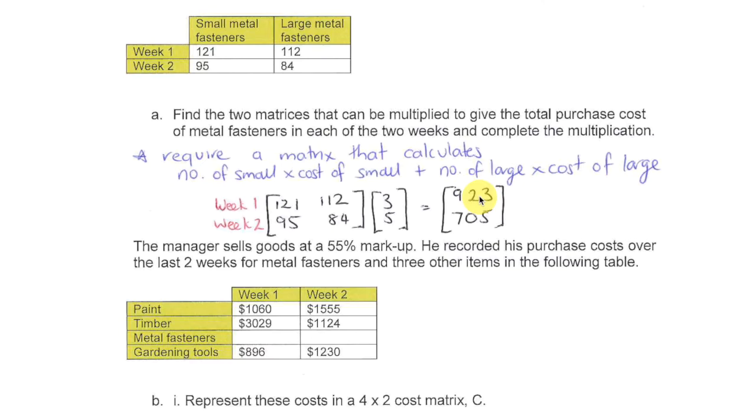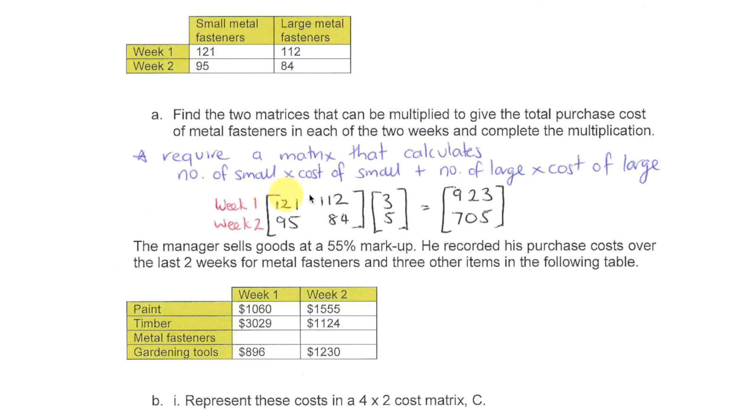So how is that 923 formed? It's the first row by the first column. So 121 times 3 plus 112 times 5. And that gives us the 923. The 705 figure: in the second week, the hardware store has had to outlay $705 to purchase fasteners. So that's 95 times 3 to give us the cost for small fasteners, plus 84 times 5, which is the cost of the large fasteners. Altogether, that's $705 for the week. So if we think about it logically like that, we can get the multiplication set up correctly.